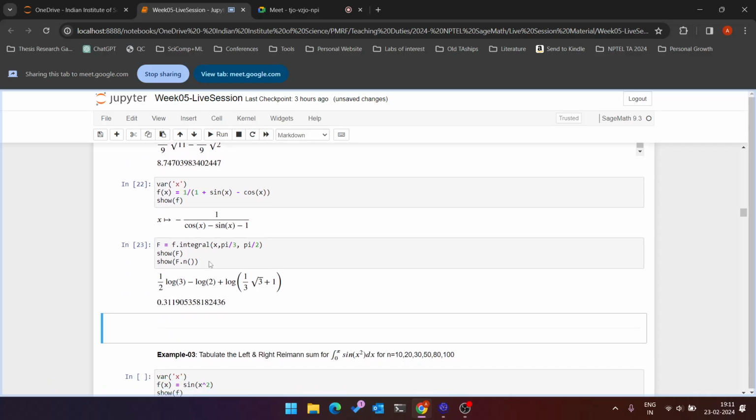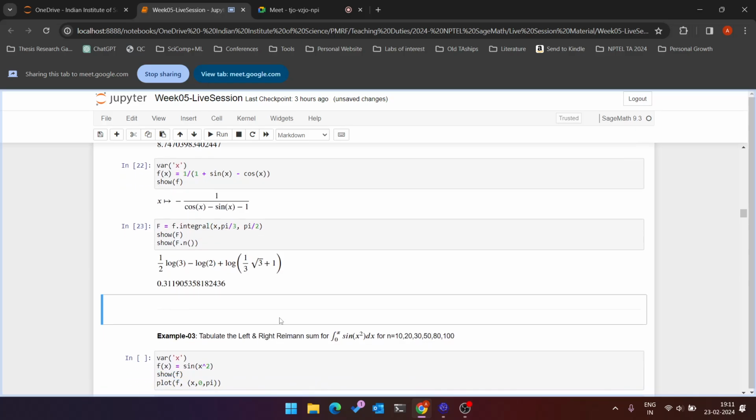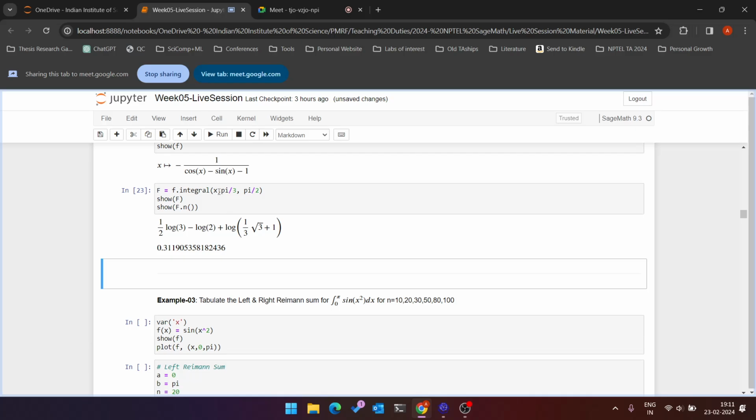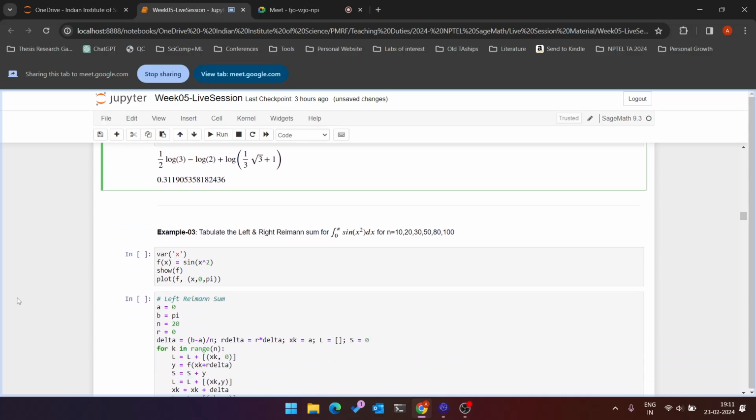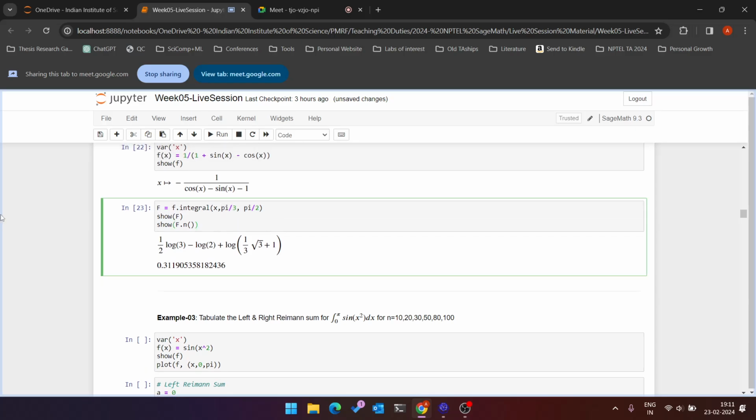Another expression. So straightforward. If the function is integrable by the symbolic integration calculator, f dot integral will get us the integrated value of the expression, the indefinite integral, to which we can later apply bounds to evaluate the definite integral. Okay, so I think this is straightforward in itself.